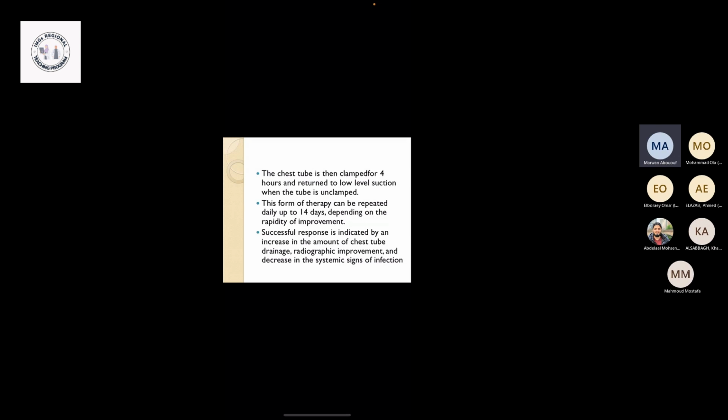We are judging the successful response of the fibrinolytic by an increase in the amount of drainage. It was very low draining at first, and then the drainage improved. Also by improvement in the X-rays or the ultrasound, and decrease in the systemic signs of infection.